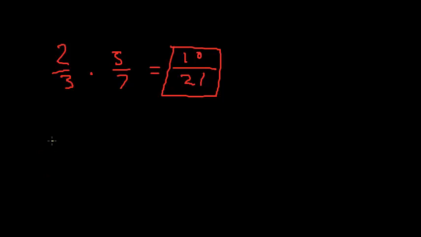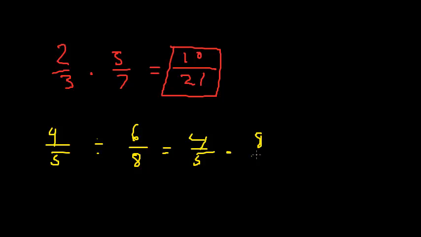To divide fractions, let's say we have 4/5 divided by 6/8. When we divide, we rewrite our problem as a multiplication problem. Division of a fraction is the same as the multiplication of the reciprocal of that fraction. What that means is I take my 4/5 and I multiply it now by the reciprocal of 6/8, which is 8/6. The reciprocal is just flipping that fraction. So now I can multiply.